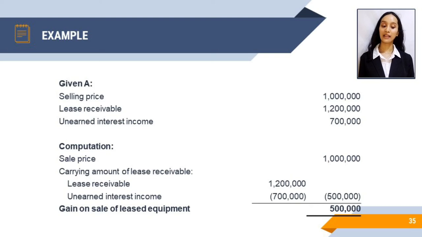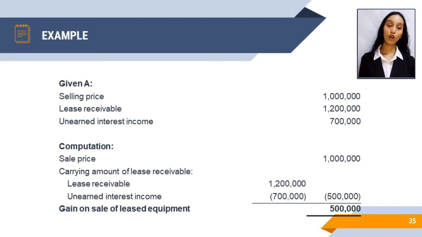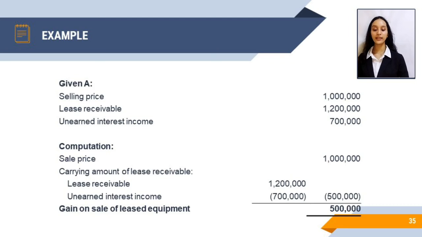And then the selling price is 1 million. 1 million, the selling price, the carrying amount of lease receivable is only 500,000. I-less natin silang dalawa and nagkaroon ng gain on sale of leased equipment of 500,000. Kaya naging gain dahil mas mataas si selling price kaysa kay carrying amount.